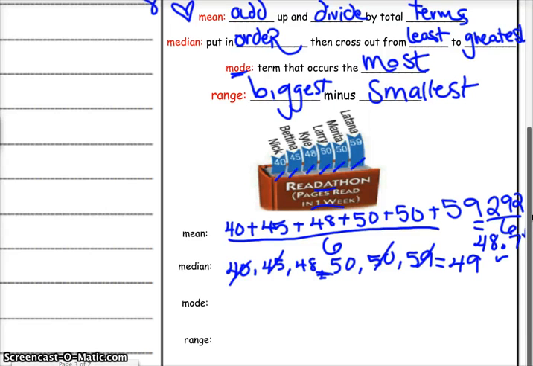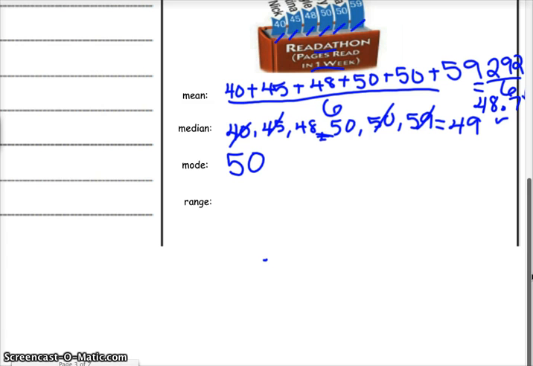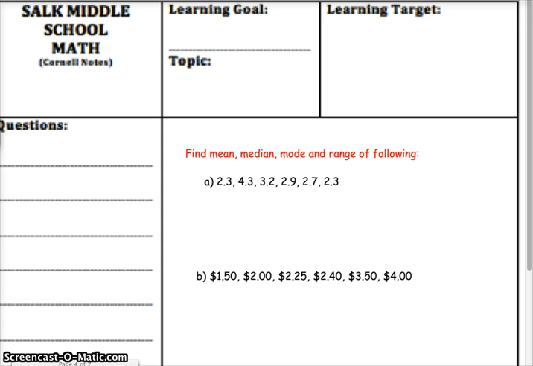Mode, what occurs the most? 50. Compare 50, 49, 48. Looks pretty similar. It's clustering. It's finding that middle term. And range, the biggest minus the smallest. So what do I got? 59 minus 40, which is 19.